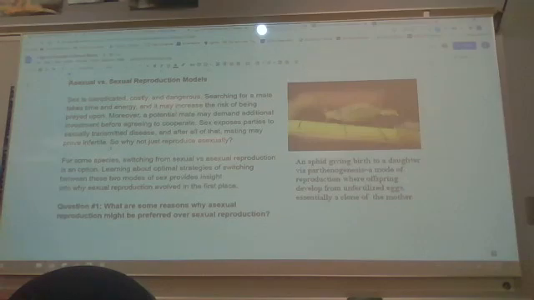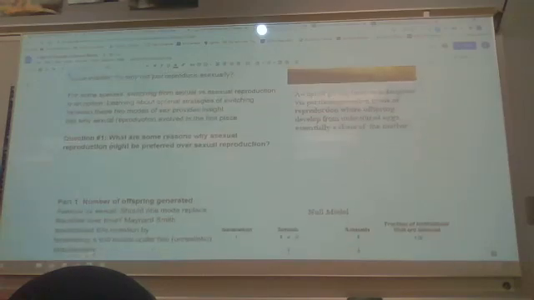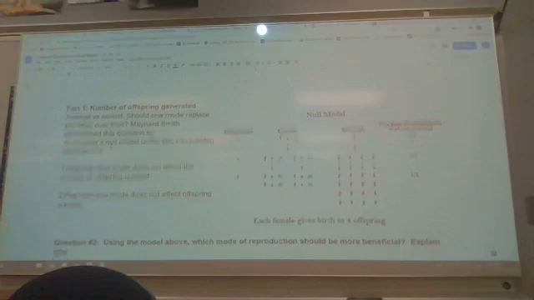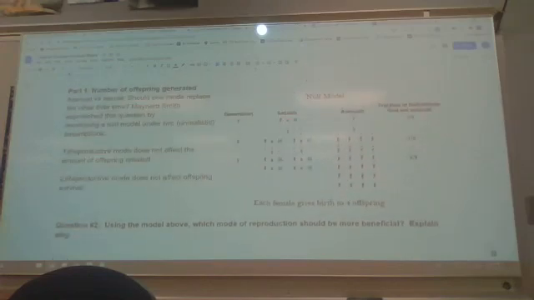I know sometimes it can be uncomfortable to talk about this, but hopefully you feel comfortable enough to think about it. This is just biological terms. So, all right, part one, number of offspring generated. Take a couple seconds, read through that. There's a model here that you're going to use to answer those questions. The next question. Okay, so take some time to look over that with your group. Please discuss it.